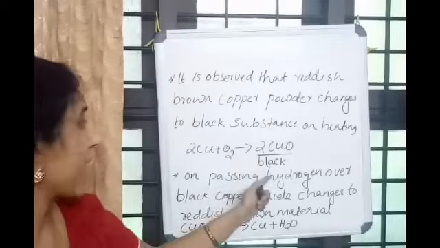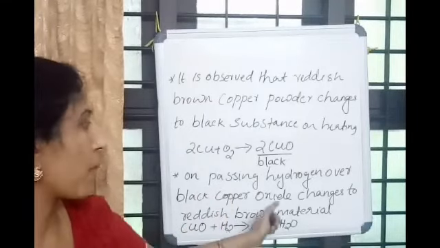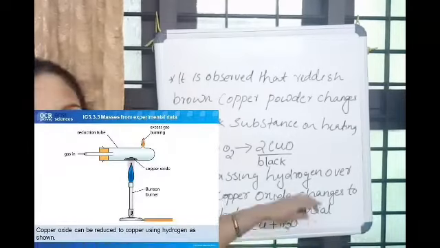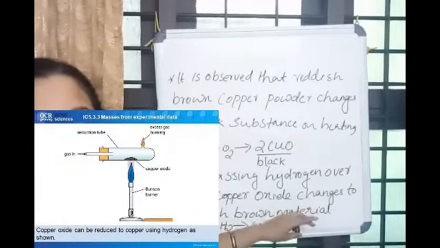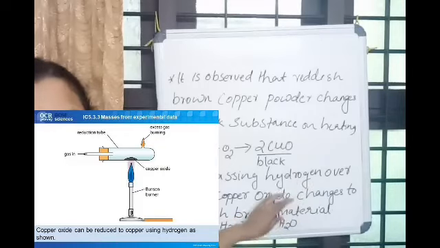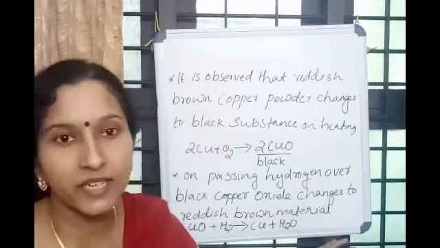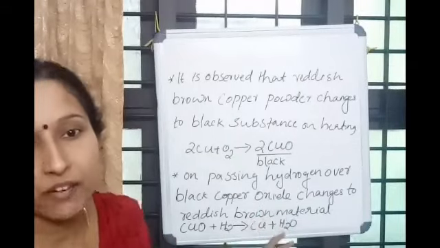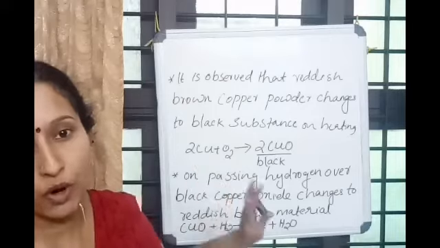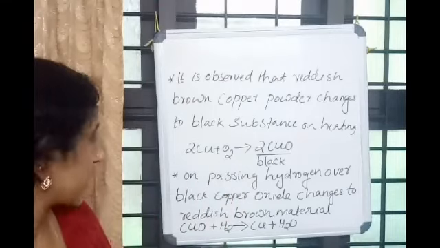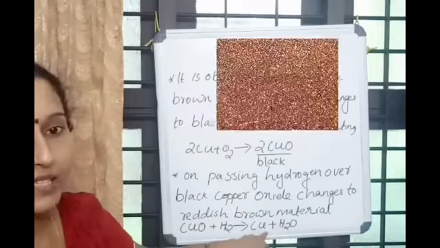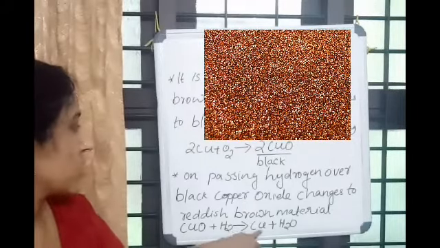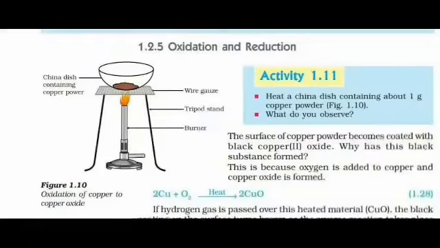On passing hydrogen over black colored copper oxide, it changes to a reddish brown material. Write the balanced chemical equation and identify the product. Which is that product? The reddish brown product is copper, and the reaction is copper oxide plus H2 gives Cu plus H2O.